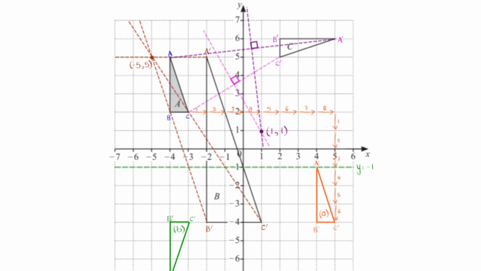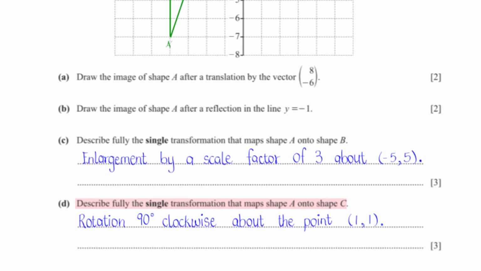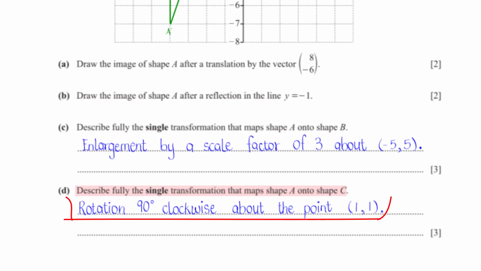To do this, we first need to connect at least 2 corresponding points on shape A and shape C. When we are done, we draw the perpendicular bisectors of these lines. The intersection point of these bisectors is the center of rotation, and in this case, we get 1, 1. And so the full description is going to be rotation 90 degrees clockwise about the point 1, 1.